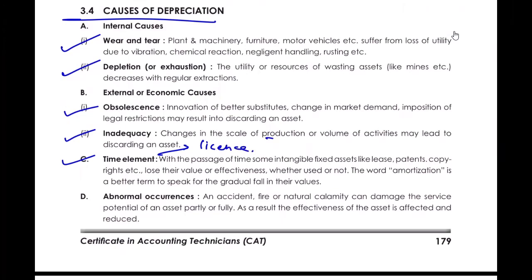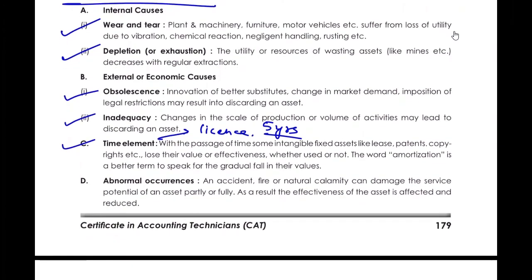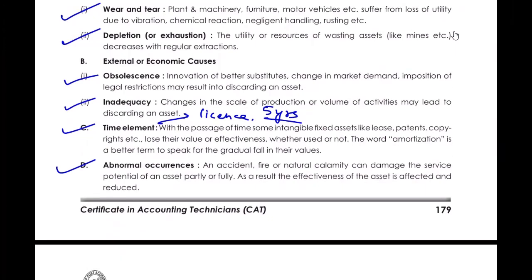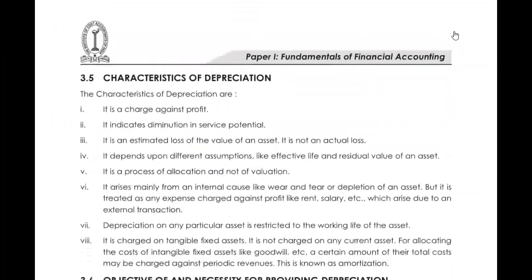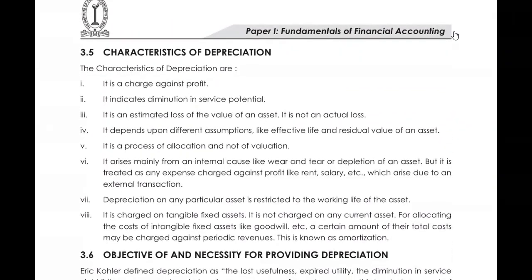Okay, the license will expire in 5 years, so as per the time period its value will fall. And there might be some abnormal occurrences, that is, accident, fire, or a natural calamity, which can damage the asset. Okay. So summing up, what are the characteristics of depreciation?